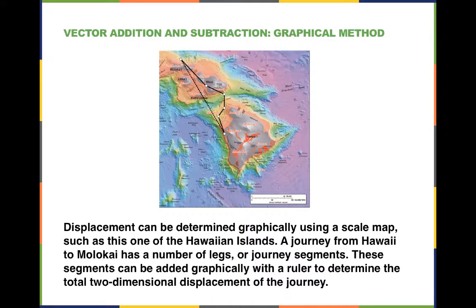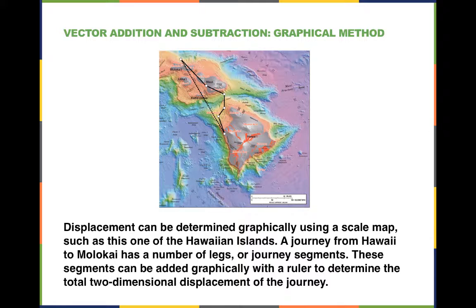Now we're going to talk about how to determine the displacement if you know the path, or how to determine the displacement if you know the distance. And it's important to understand that there are actually two methods in which to do this. One method is called the graphical method, and we'll talk about the graphical method first. The second method is called the analytical method.